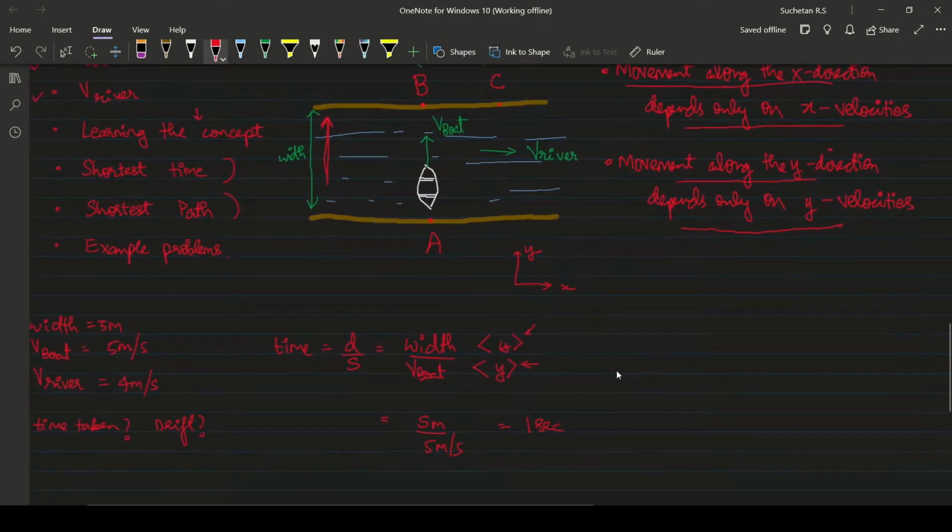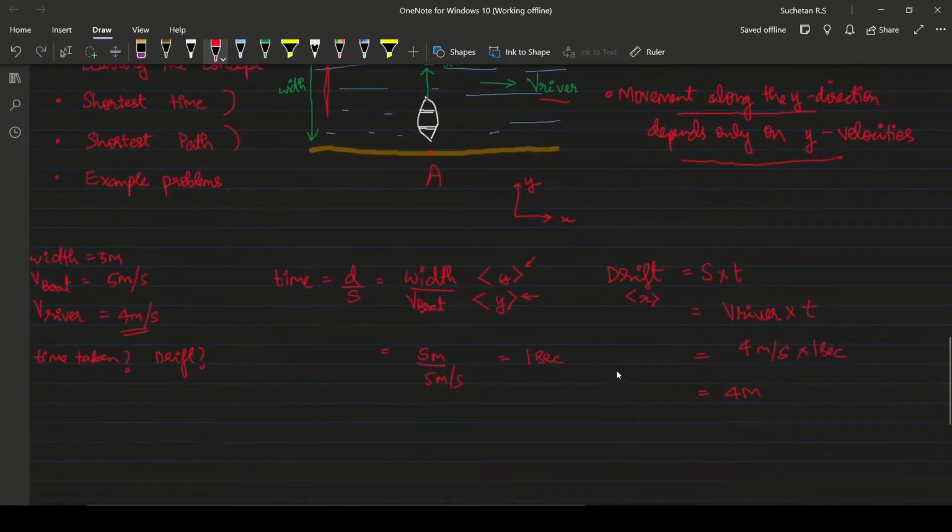Now if they ask you to find the drift, think about it. Drift is a thing that we've defined in x direction, right? So this is x. So drift is distance, which is equal to speed into time, which is equal to speed in the x direction, which is velocity of river. So velocity of river into time, which has no direction, so it's just time. Velocity of river is given as 4 meter per second. So 4 meter per second into 1 second, which is 4 meters. Now this is drift.